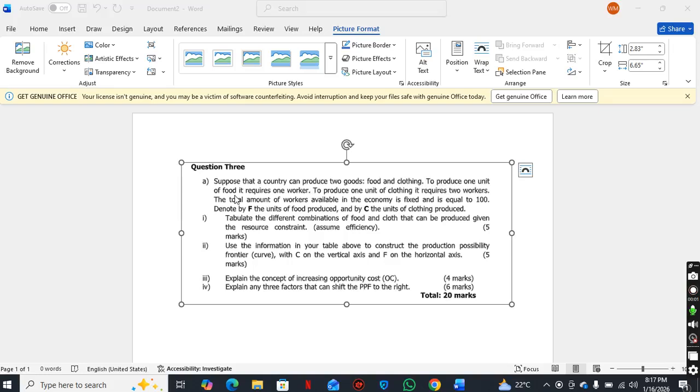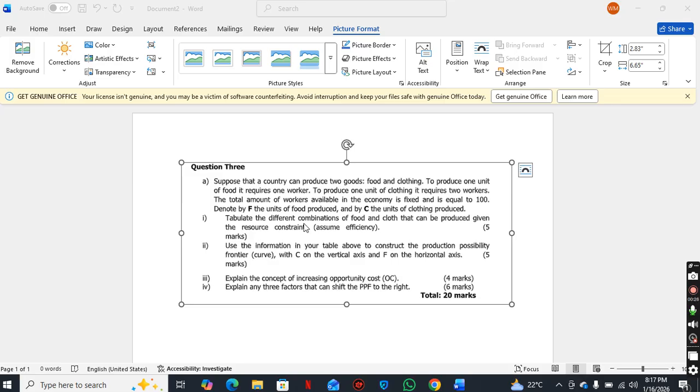To produce 1 unit of food, it requires 1 worker. To produce 1 unit of clothing, it requires 2 workers. The total amount of workers available in the economy is fixed and is equal to 100. Denote by F the units of food and by C the units of clothing produced.